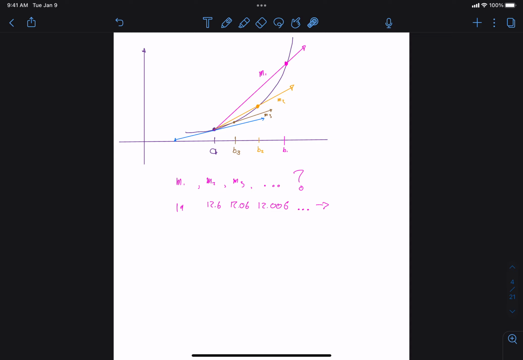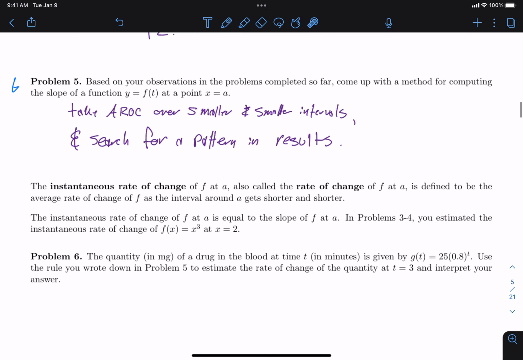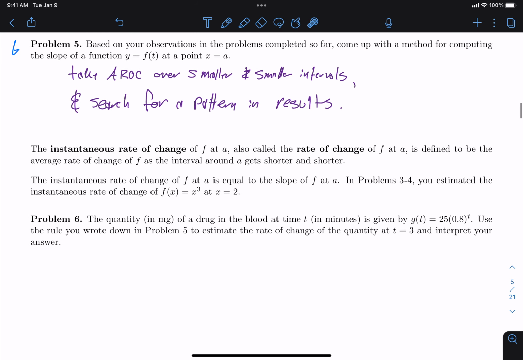Okay, then let's see a definition or two. We call the result of this methodology the instantaneous rate of change. Instantaneous as opposed to average. Average is over a given time interval. When you shrink a time interval to a single point, then you're talking about an instant in time. Shrink a time interval as small as humanly possible, and you're talking about an instant. So the instantaneous rate of change of F at A can also be called the rate of change of F at A. And what is it? It's defined to be the average rate of change of F as the interval around A gets shorter and shorter, whatever that number may be.